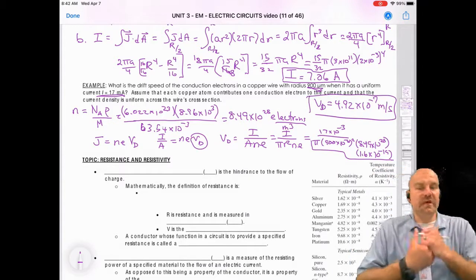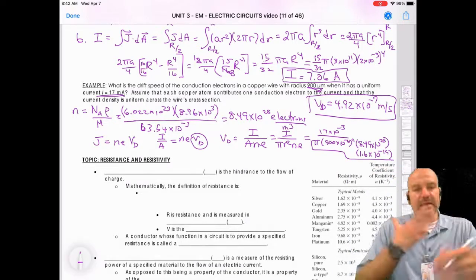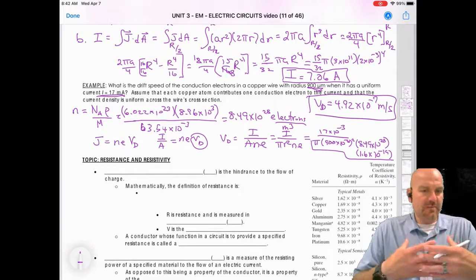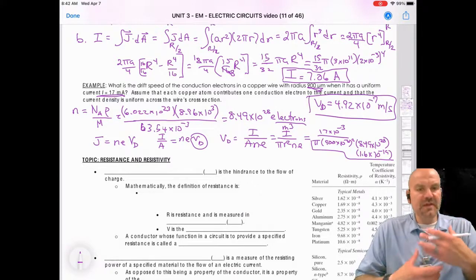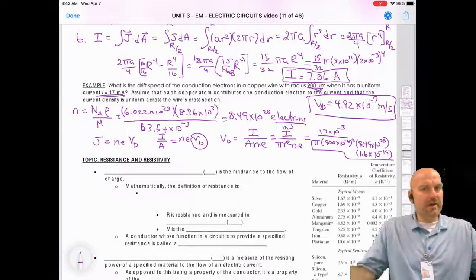Okay, so there's a drift velocity calculation, all right? Now the next thing we're going to start talking about is resistance and resistivity, right? And we're going to start building our way to talking about circuits.